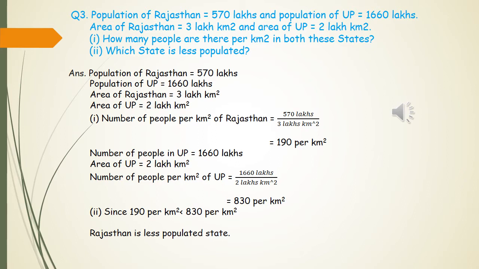Similarly, we are doing for UP, that number of people per kilometer square is equal to 1660 lakhs divided by 2 lakh kilometer square, that is 830 per kilometer square. As we can see that 190 is lesser than 830, so Rajasthan is less populated state.